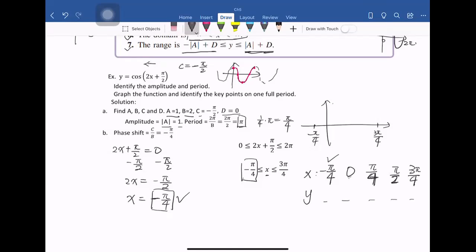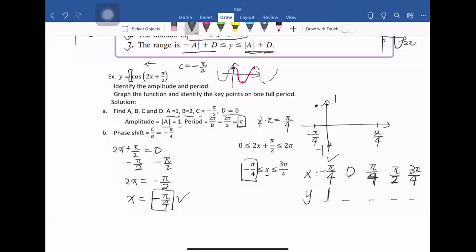We have learned the first one must be the maximum for the cosine. So cosine, the maximum, that's 1. So here is 1. And remember, here is -1 because the amplitude is 1. So it's 1 and -1. There is no vertical stretch or vertical shrink. That means the maximum value is 1, minimum value is -1.